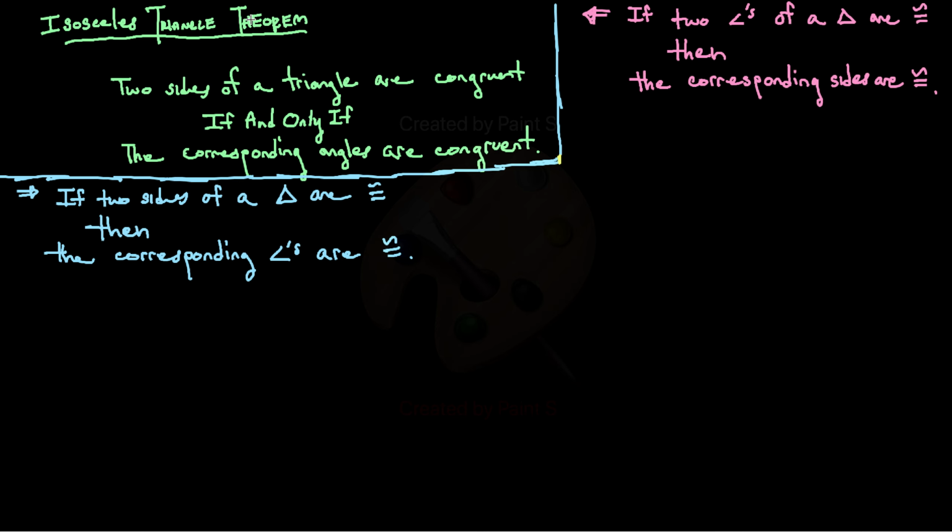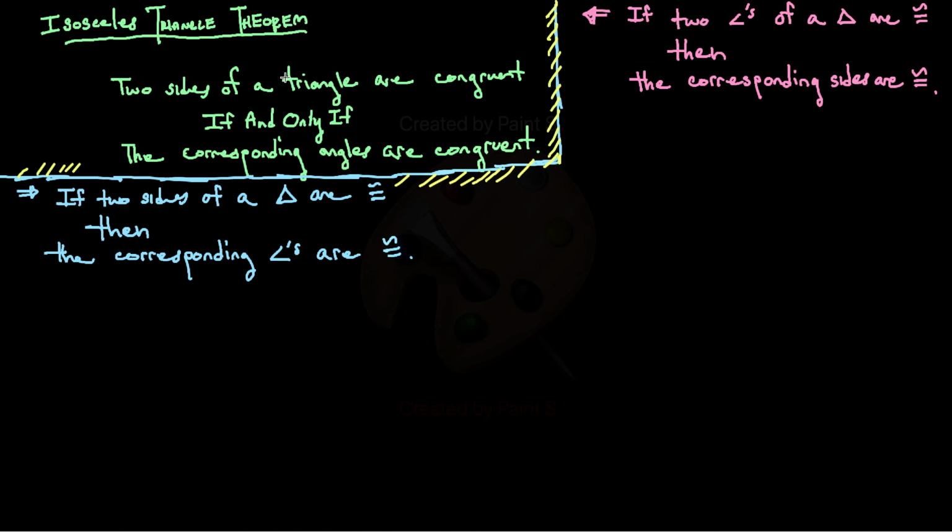The isosceles triangle theorem, and this is what's going to be given to you. Just this, you're going to be asked to prove this statement. So let's read through this statement and understand what's being said here. It says two sides of a triangle are congruent if and only if the corresponding angles are congruent.